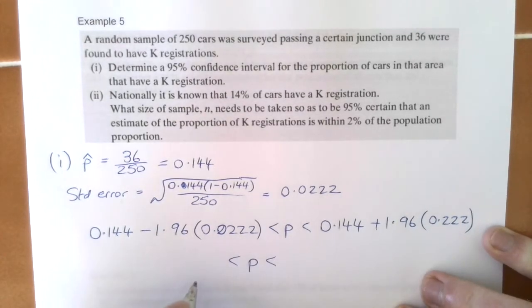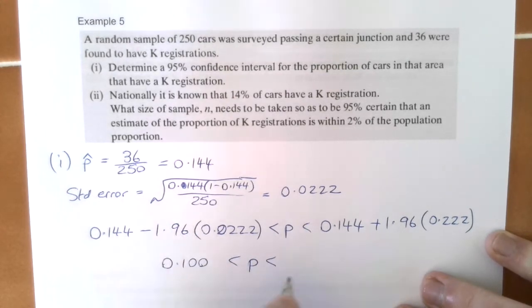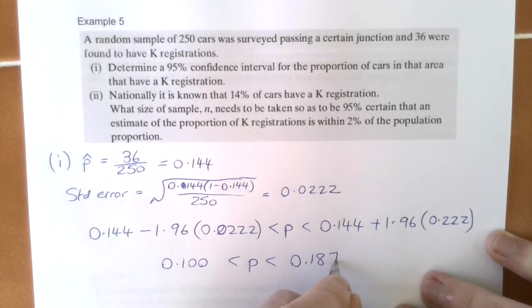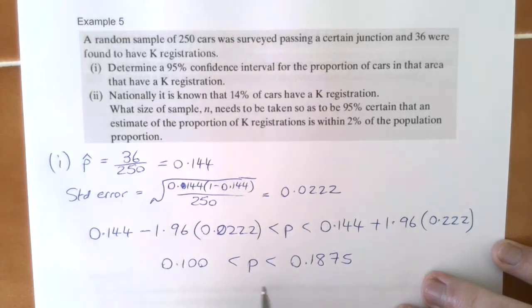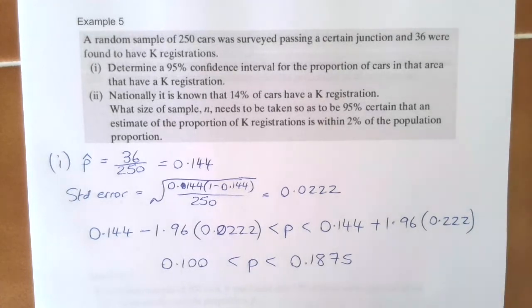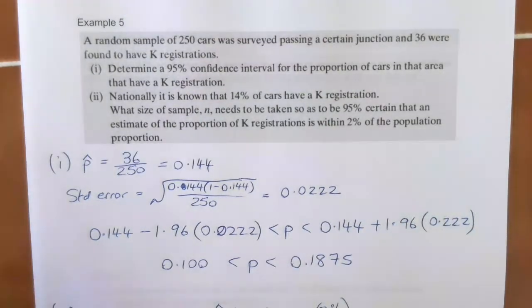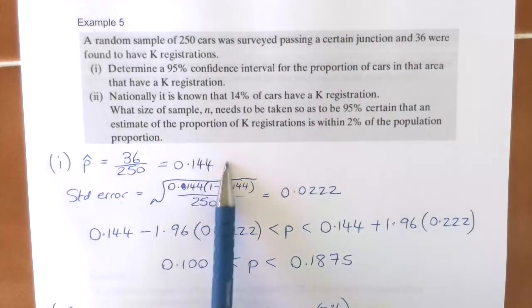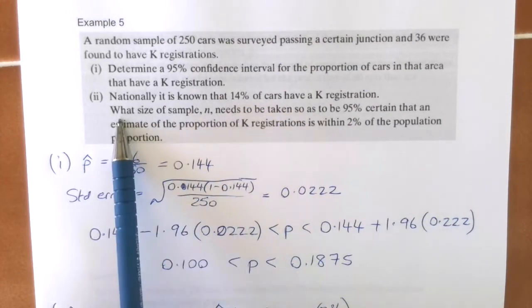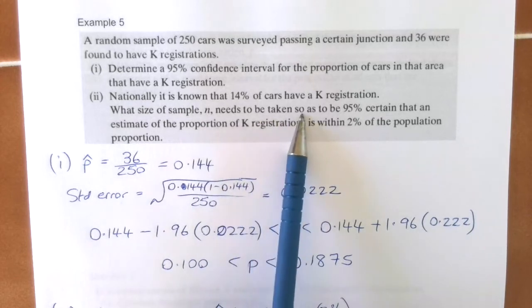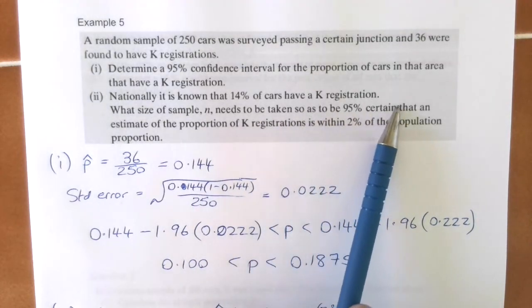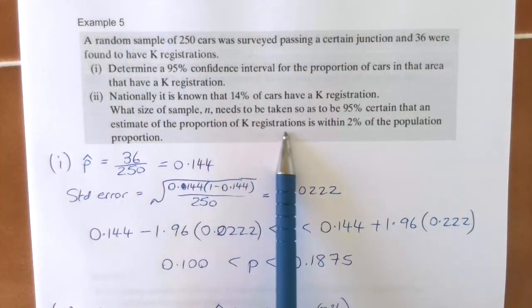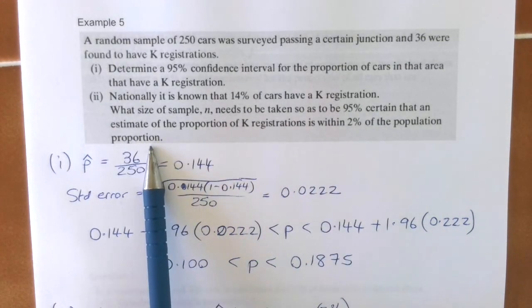So we have p in the middle, and it's going to be 0.100 on the left hand side and 0.1875 on the right hand side. So the 95% confidence interval is between 0.1 and 0.1875. Now, reading through the second part of the question, it says nationally it is known that 14% of cars have a K registration. Okay, so the sample proportion in the previous one was this, but this is what is known. What sample size n is needed to be taken so that it is 95% certain that an estimate of the proportion is within 2% of the population proportion.